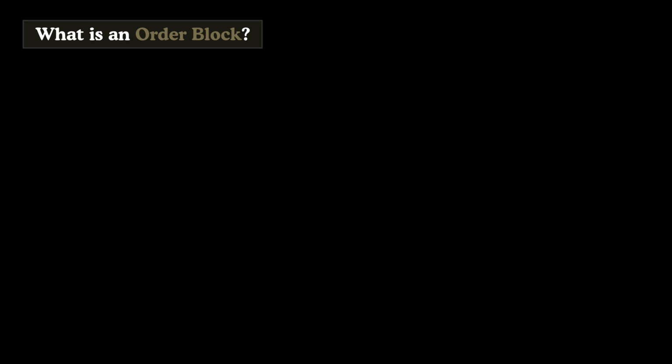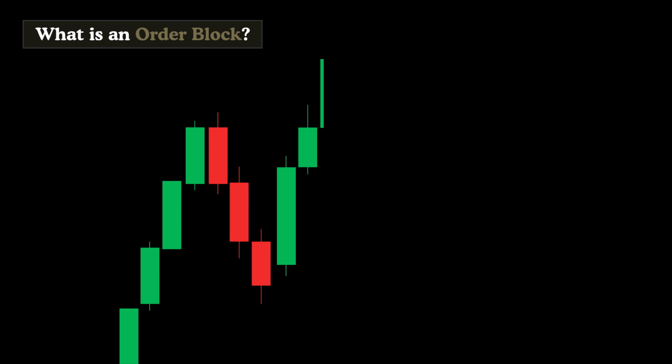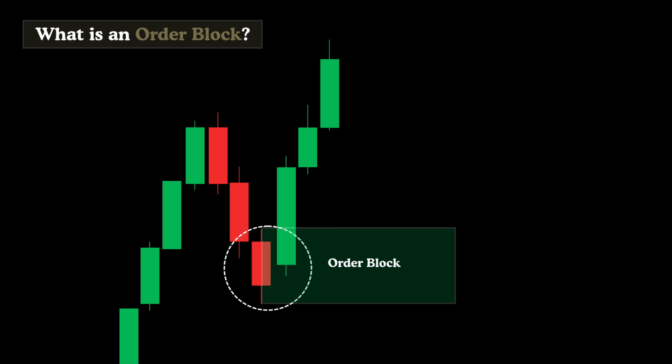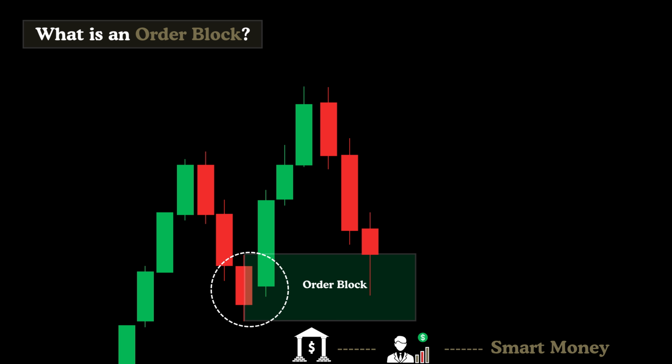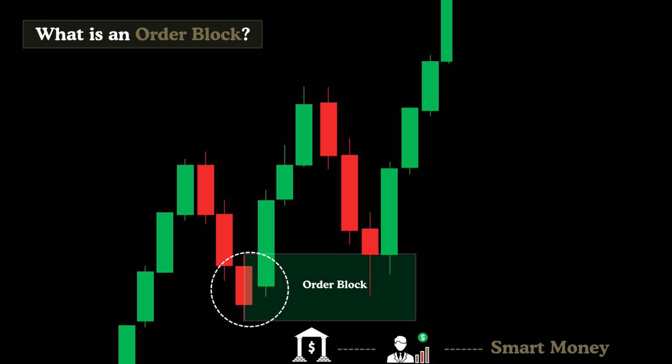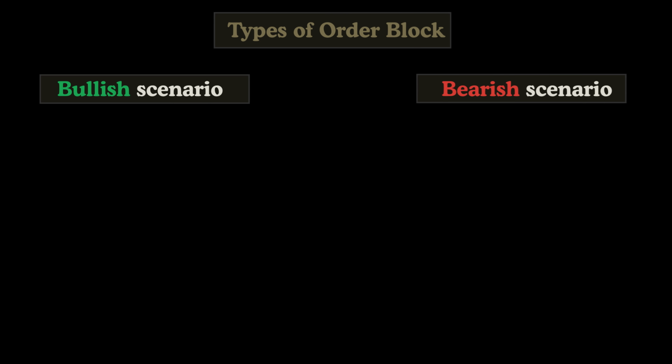So, first, let's learn what an order block means. An order block is an important region where institutional traders, including banks and hedge funds, execute massive orders, also called smart money. This area behaves like support or resistance in the market. Whenever the price returns to this region, the market is more likely to turn bullish or bearish. There are two categories of order blocks: a bullish order block and a bearish order block.